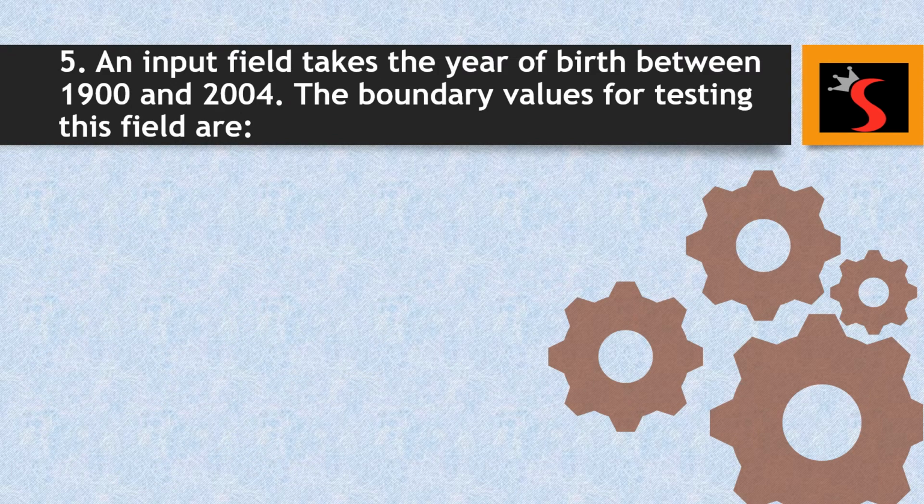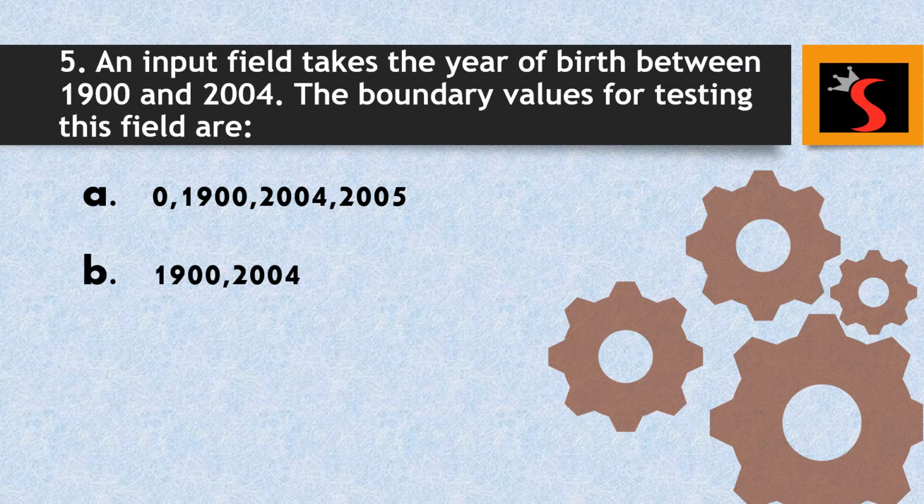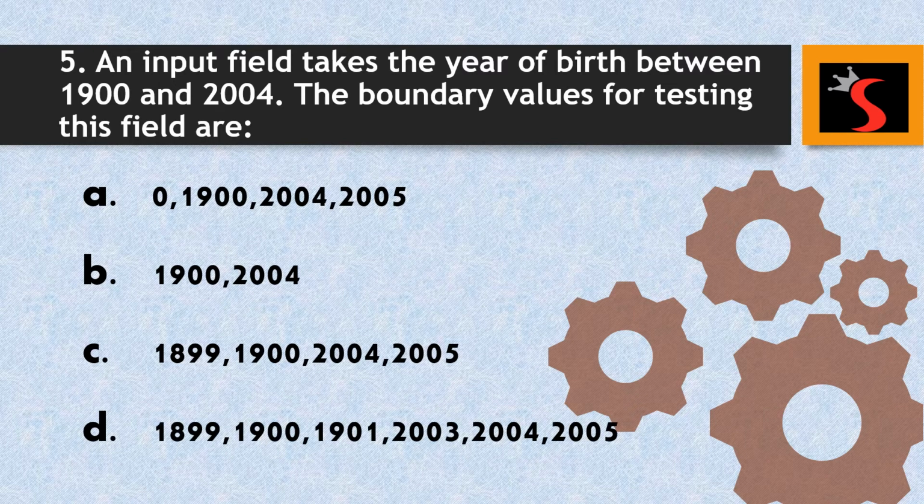An input field takes the year of birth between 1900 and 2004. The boundary values for testing this field are A. 0, 1900, 2004, 2005. B. 1900, 2004. C. 1899, 1900, 2004, 2005. Or D. 1899, 1900, 1901, 2003, 2004, 2005. And the right answer is option C.